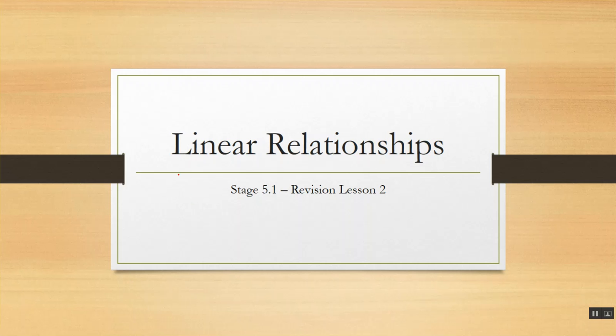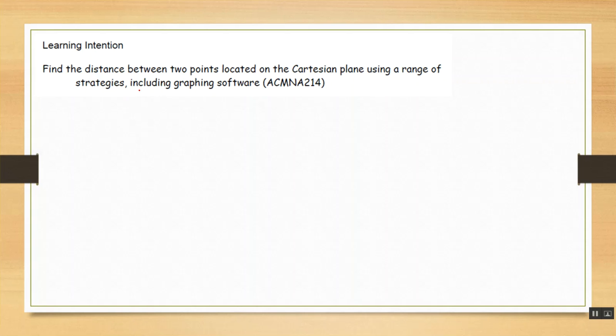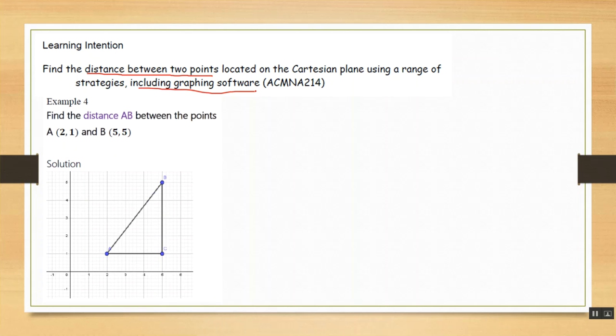Hi everyone, welcome to Linear Relationships, revision lesson 2 for stage 5.1. Today we're looking at the distance between 2 points on the Cartesian plane using a range of strategies, including graphing software. So for our example, find the distance AB. So the distance between these 2 points.